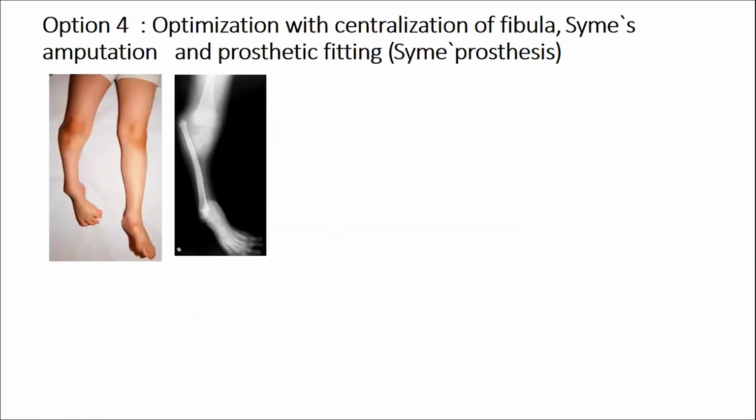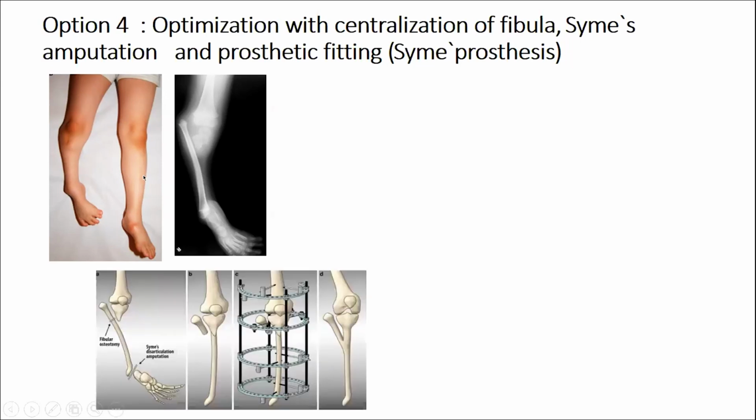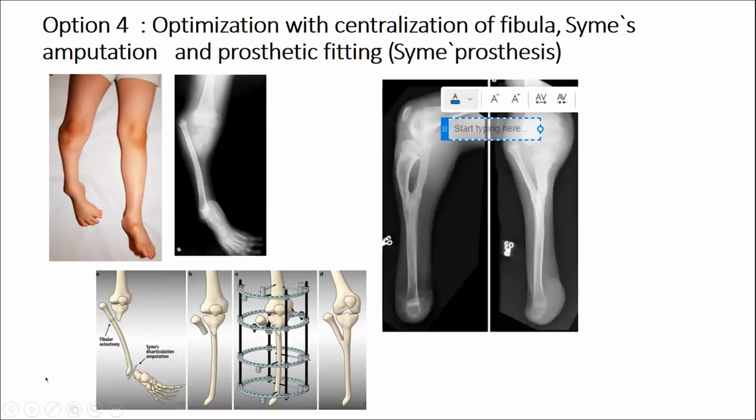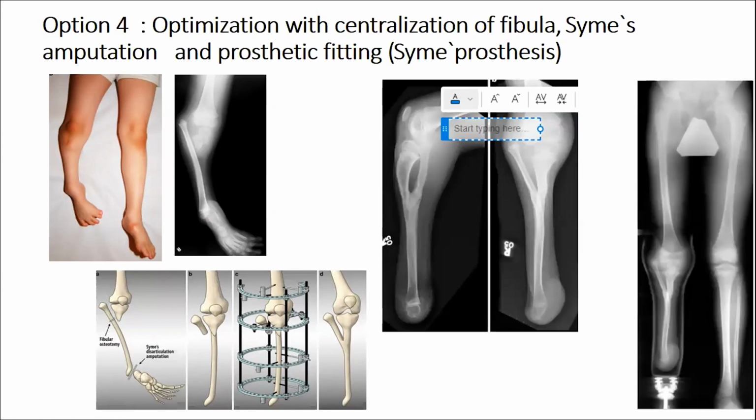That's another example of the fourth option where all the possibilities are applied. You have a case of tibial hemimelia, type 2, that received the tibial stump, and that was surgically reconstructed by centralization of the fibula under the tibial stump. That's the result, and that's the final result when you have the prosthetic fitting.